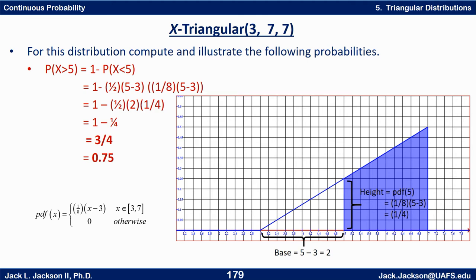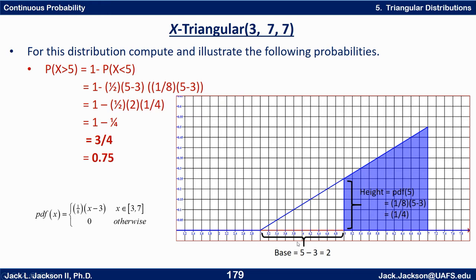Well, once again, we're looking at a trapezoidal shape like this to the right of 5. And so we see that graphed. The base then is just 5 minus 3, which is 2. The height is the PDF of 5. Plug 5 in that formula right here for x. 5 minus 3 is 2 times 1/8 is 1/4. So that height is 1/4. Look across, yeah, that's 0.25. That agrees. Base here is 2.